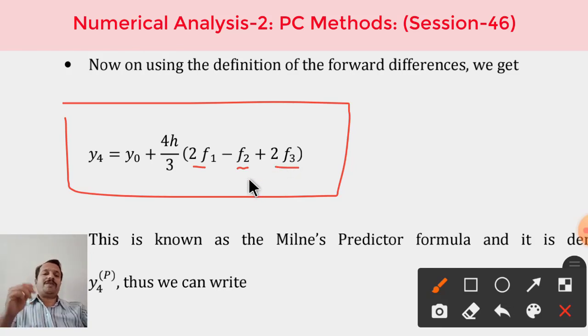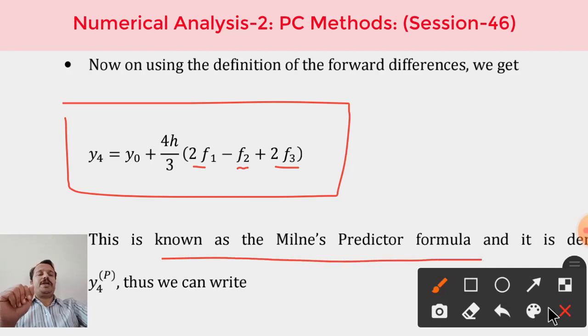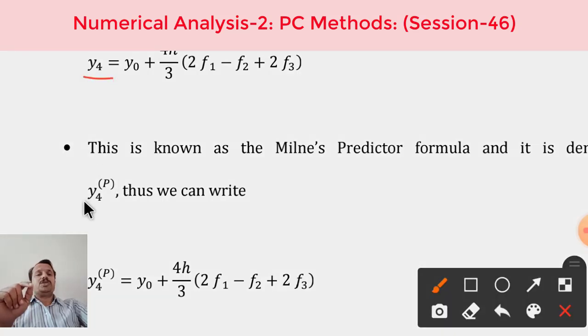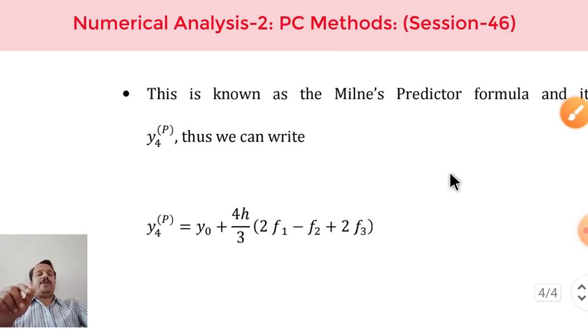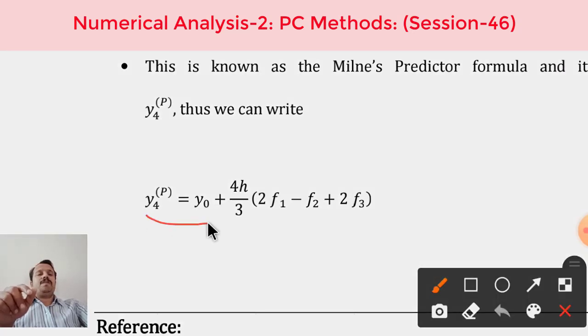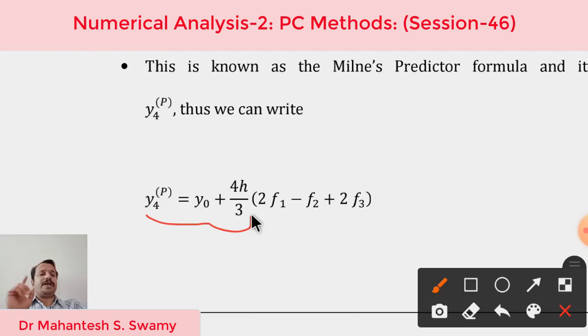F naught term will not be there, that will get cancelled and it will become 0. So only f1, f2, f3, these three terms are there in the formula. This formula is known as Milne's predictor formula, and it is denoted by y4p because it is giving us the value of y at x4, that is y4. So it is to be denoted as y4p. Thus we can write this formula in this fashion. So y4p is equal to y naught plus 4h by 3, outside the bracket it is the coefficient that comes due to some simplification. That's all, there is no great thing in that, only some simplification taking common, that gives 4h by 3.